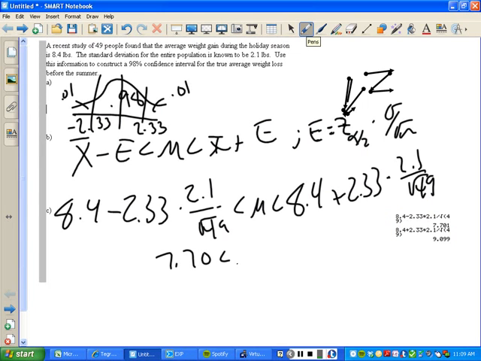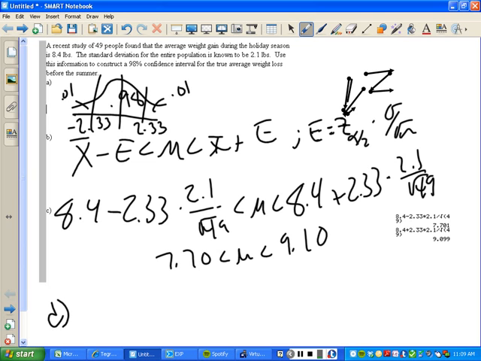7.70 is less than mu, which is less than 9.1. Okay. All right, part D, how do we interpret? Somebody can do that for us, I hope.